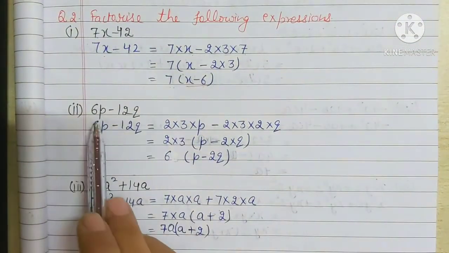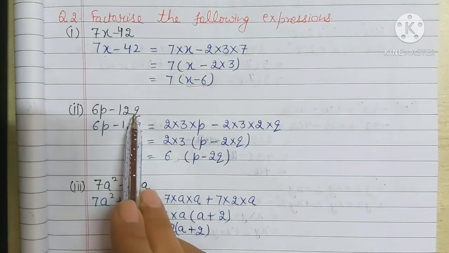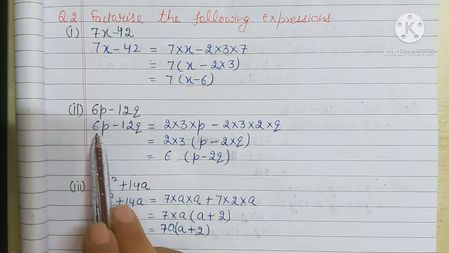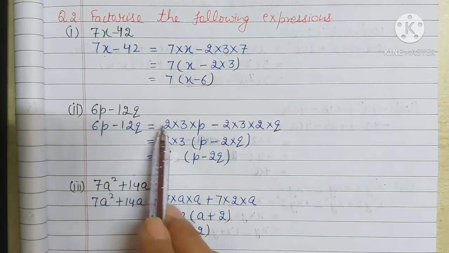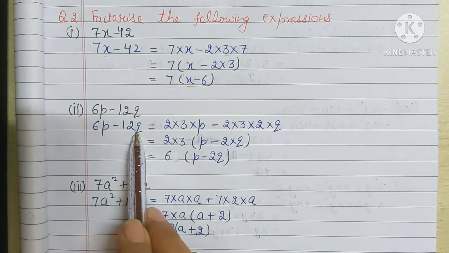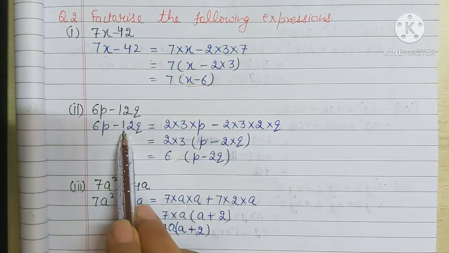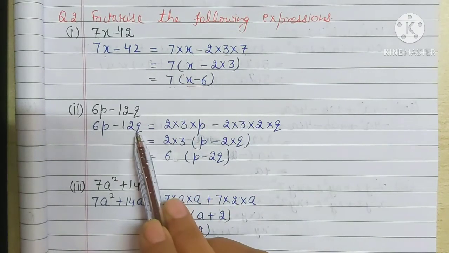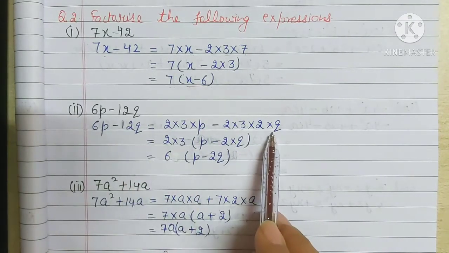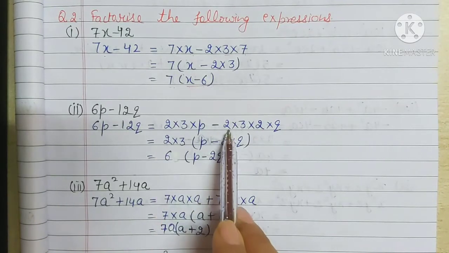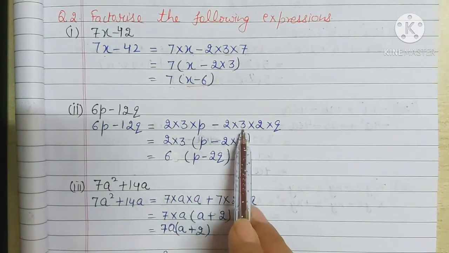Let's do another part. Second part, 6p minus 12q. Again two terms in this expression. 6p I can write as 2 multiply 3 multiply p. 12q I can write, prime factors of 12 are 2 multiply 3 multiply 2, and q was with it, so I'll write multiply q. Now I will observe the common factor. As I can observe, 2 is common in both, 3 is common in both terms.